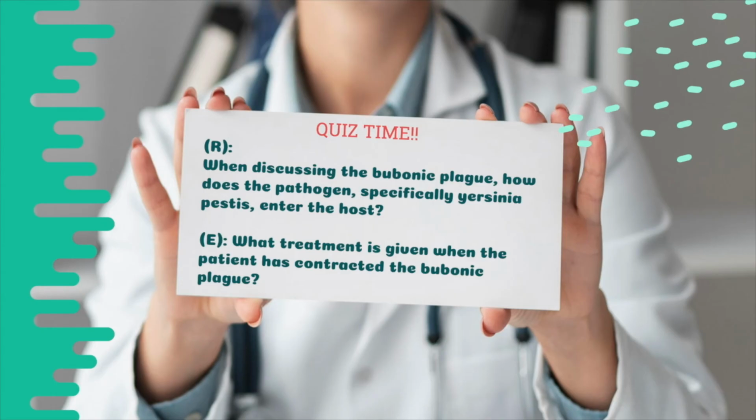So quiz time. I came up with a question. When discussing the bubonic plague, how does the pathogen, specifically Yersinia pestis, enter the host?